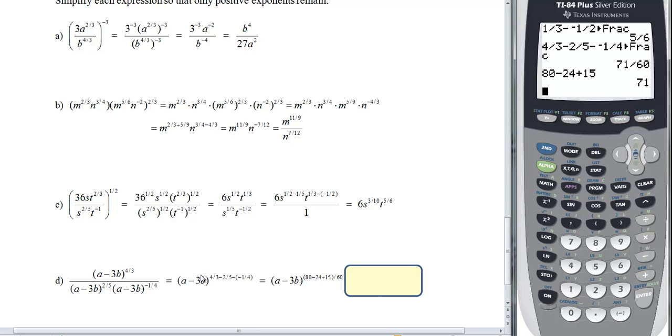It looks like it's easier if I go ahead and just use the quotient rule, top exponent minus all the bottom exponents, and then go frac it. So my answer here should be that quantity, a minus 3b raised to the 71/60. Ugh. But that's it. Okay, so you've got some problems to do. Thank you.